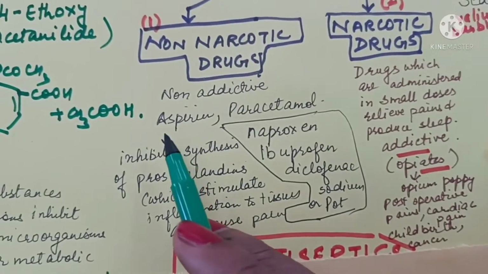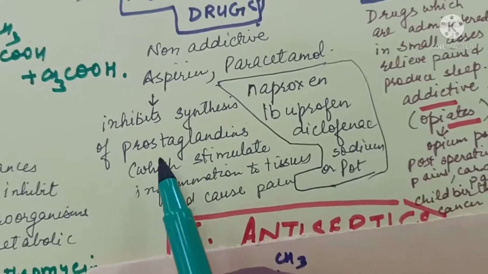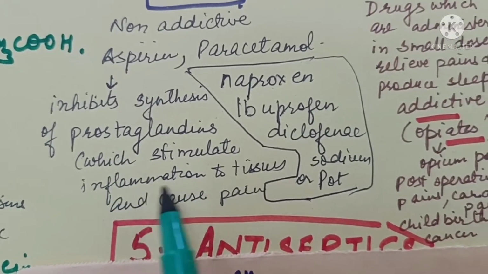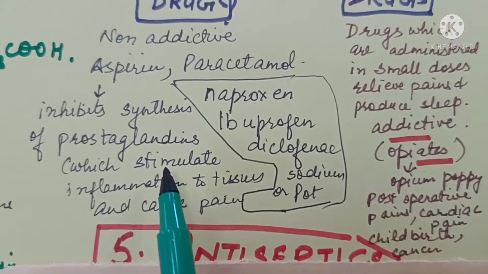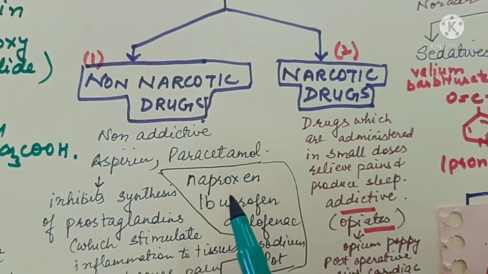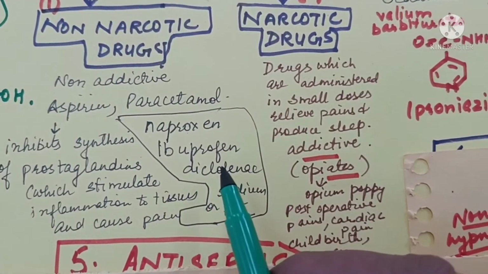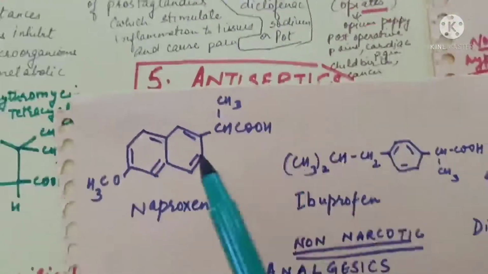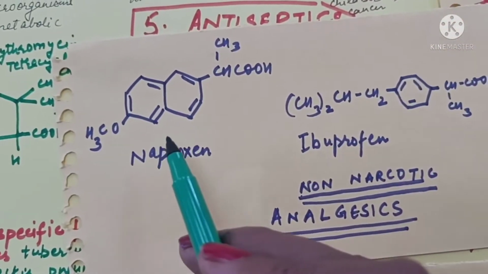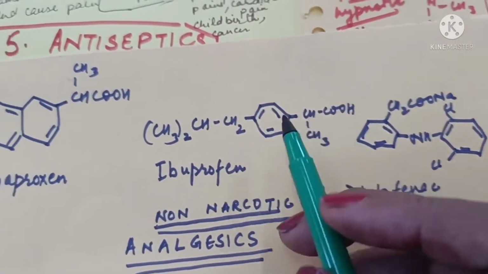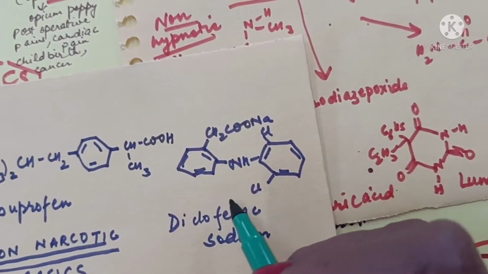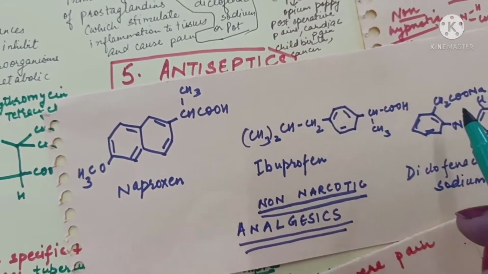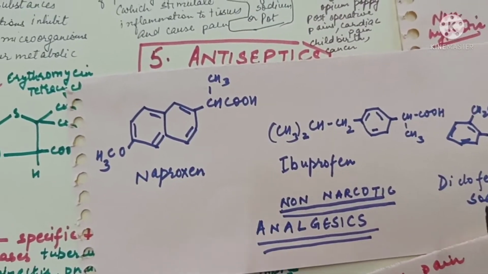Aspirin or 2-acetoxy-benzoic acid inhibits the synthesis of prostaglandins. These are compounds which stimulate inflammation to tissues and cause pain. Other non-narcotic drugs are naproxen, ibuprofen, diclofenac sodium or diclofenac potassium. So these are the structures. This is naproxen, this is ibuprofen, and this is diclofenac sodium. These are non-narcotic analgesics. They are not habit forming in nature.